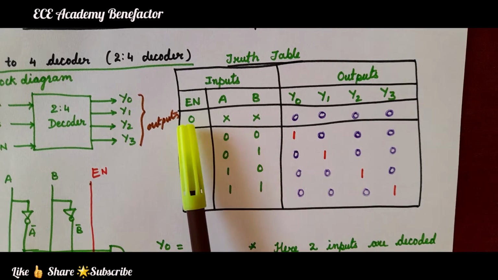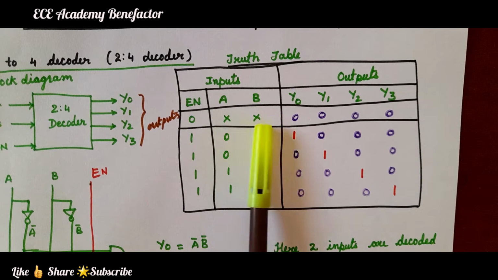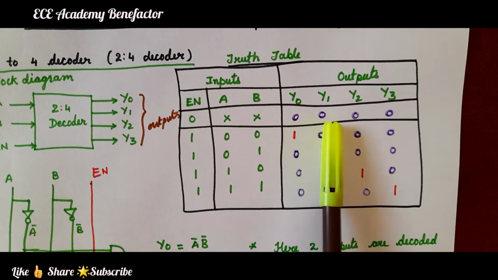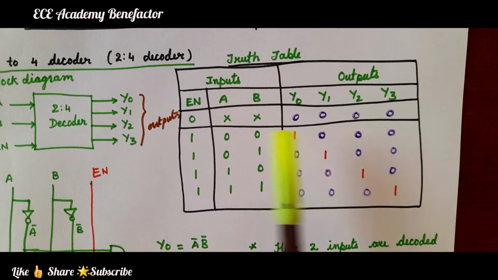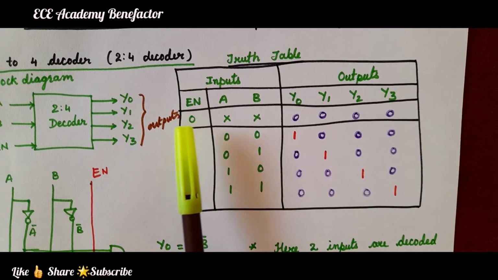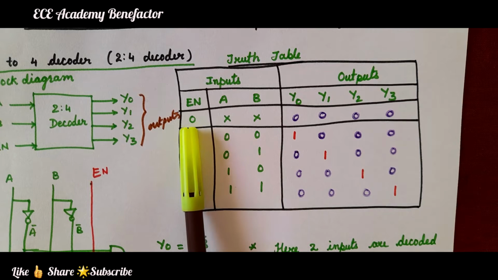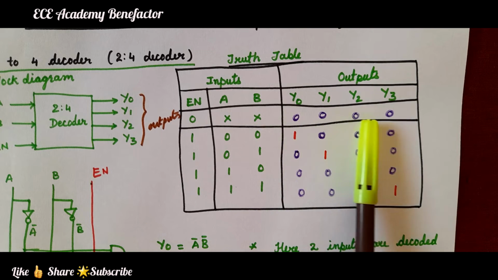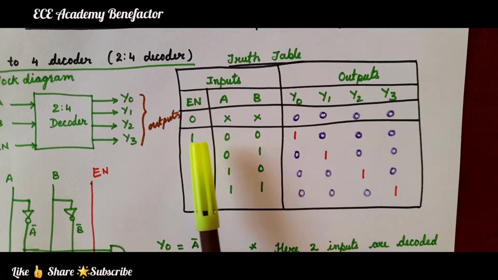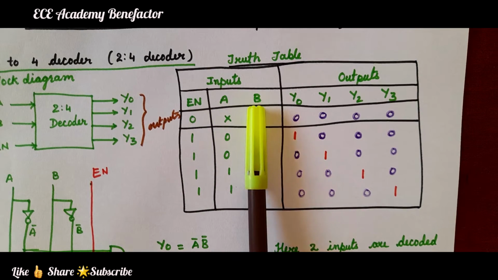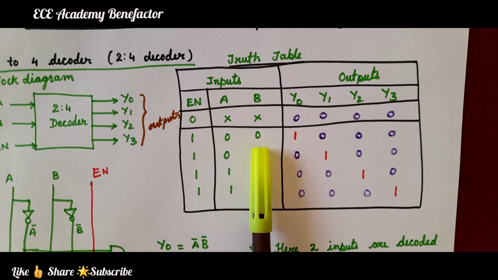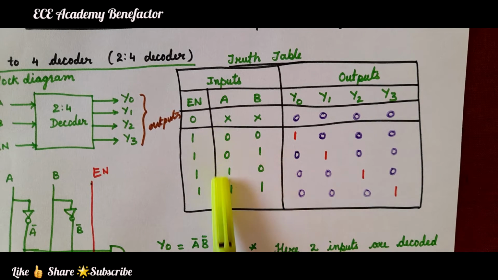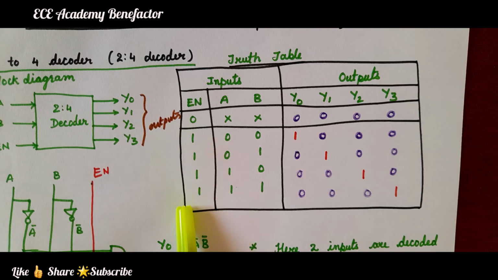So, when the enable input is 0, whatever the values present at A and B, all the outputs will be held at 0. That means the switch is off, the power is off, enable is active low or enable is 0. Now let us see when the enable is made 1. For 2 inputs A and B, we can write 4 possible combinations as 0 0, 0 1, 1 0, 1 1. For these 4 possible combinations, we have made enable as 1.